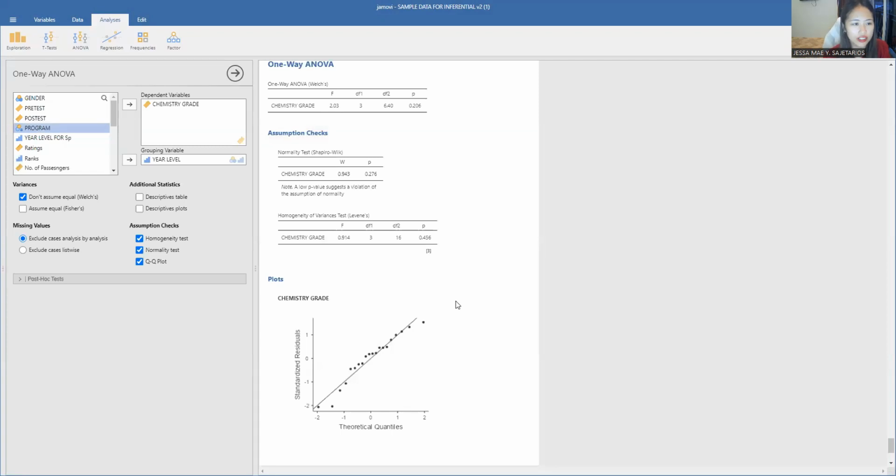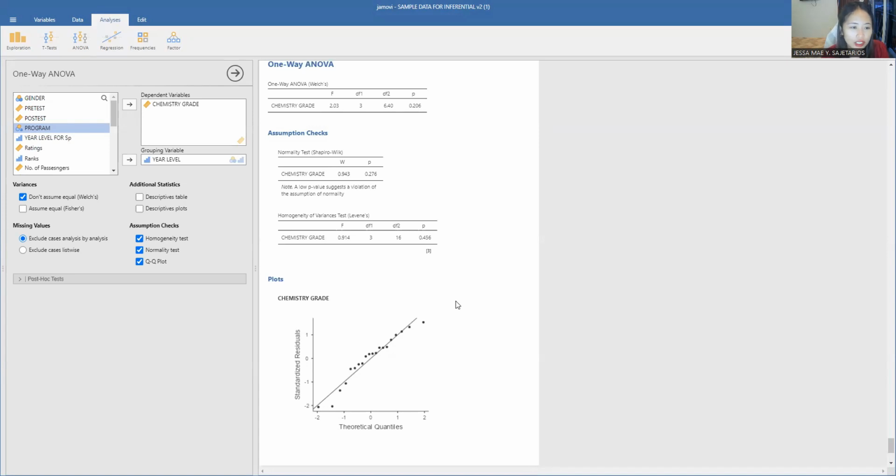Now, the first assumption is that ang dependent variable natin should be interval or ratio level. In this case, since grade naman ito, so pasok. Then next one is independent variable should consist of more than two categorical unrelated independent groups. So which in this case are the year levels. So first to fourth. Then the third one is there should have independence of observation. So walang relationship between yung groups natin.